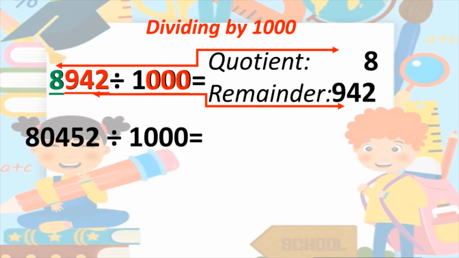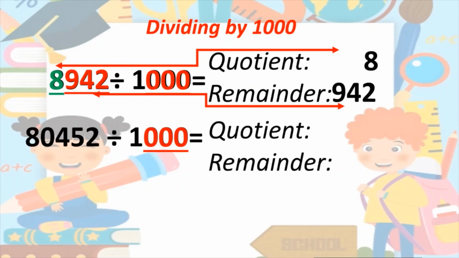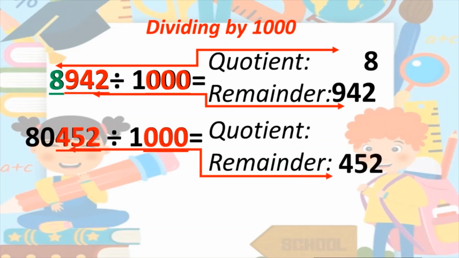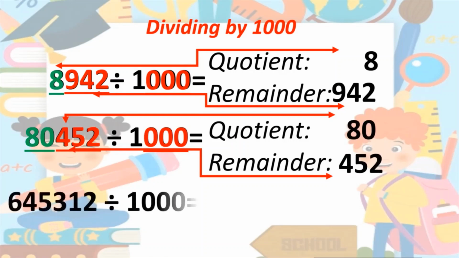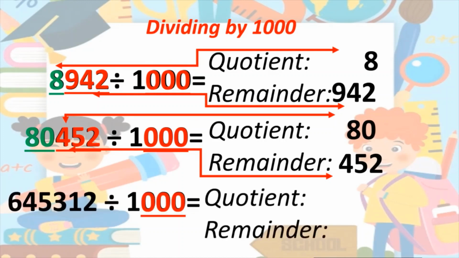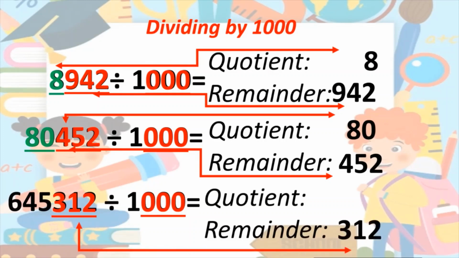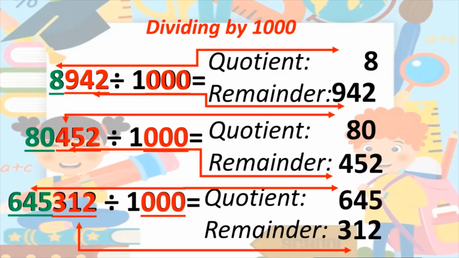80,452 divided by 1000. So the number 1000 has 3 zeros. So the digits in the ones, tens and hundreds place become the remainder and the rest of the digits become the quotient. 6,45,312. Since we divide by 1000, the digits in the ones, tens and hundreds place become the remainder, that is 312, and 645 becomes the quotient.